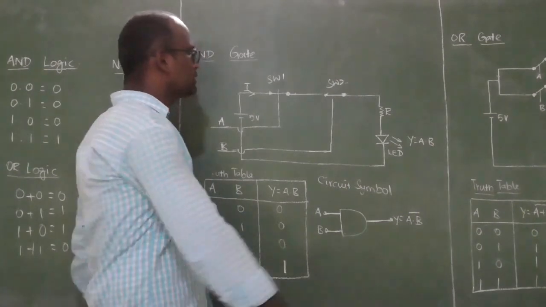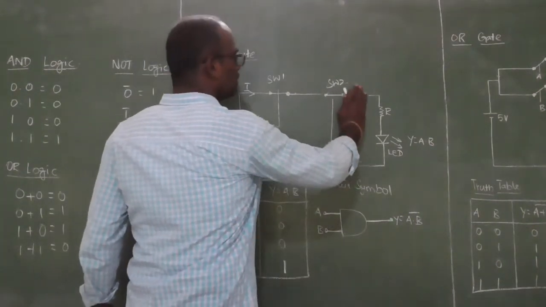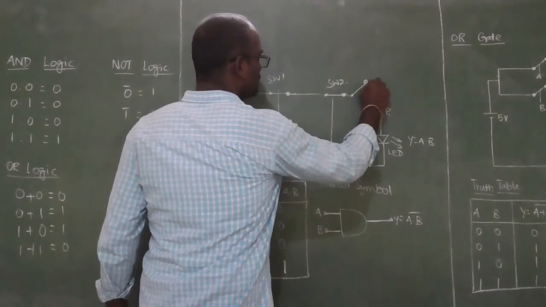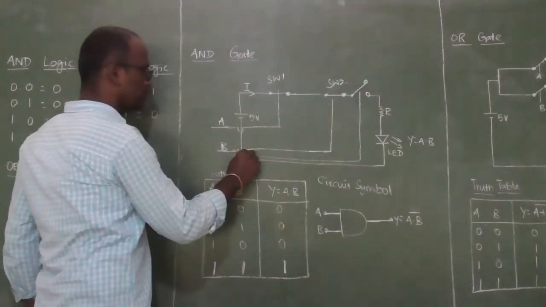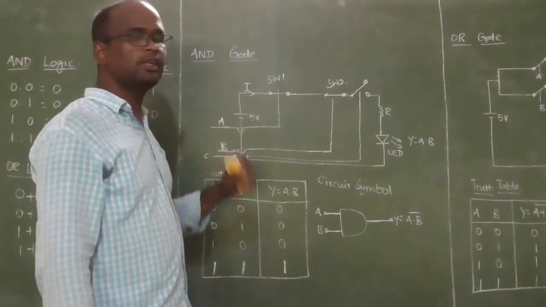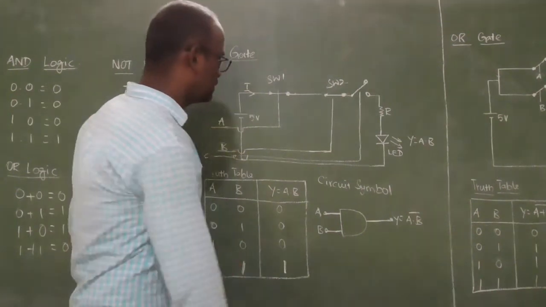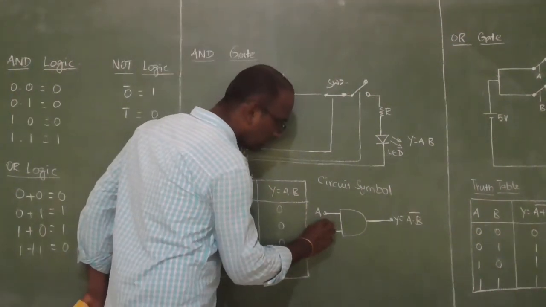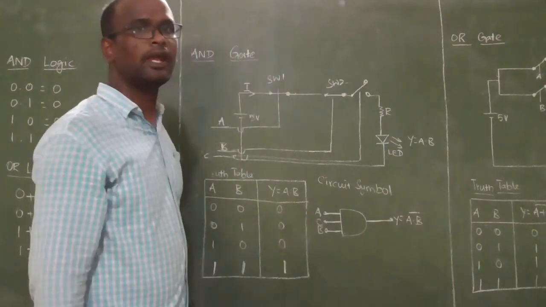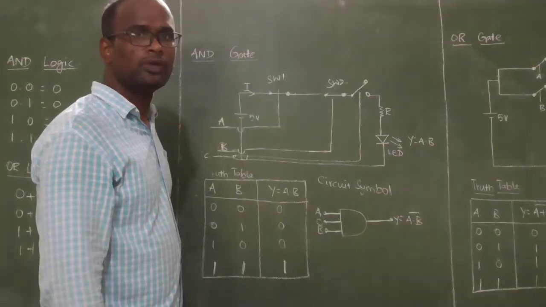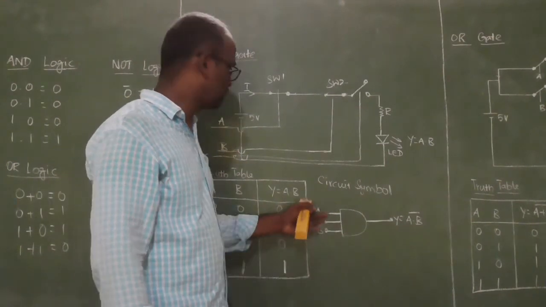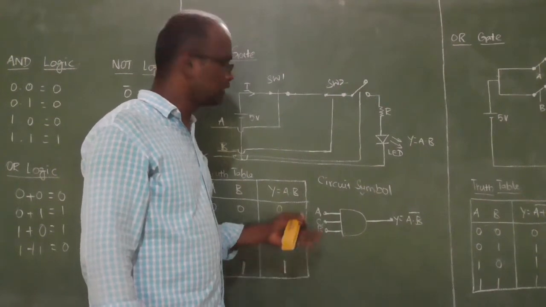Okay, understand? In this case, we are also able to connect some more switches to include the number of inputs as C. So these are the 3 input AND gate circuit. So that here we can add one more input, that is according to C, another input. Okay, so like this we can include n number of inputs for that AND gate.